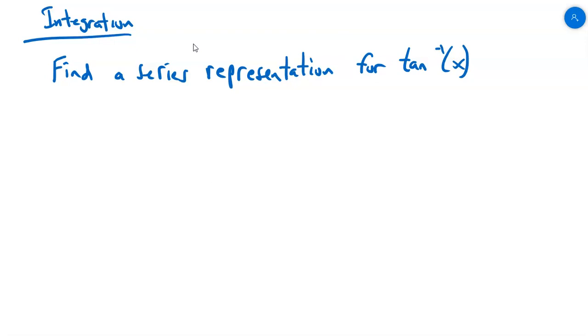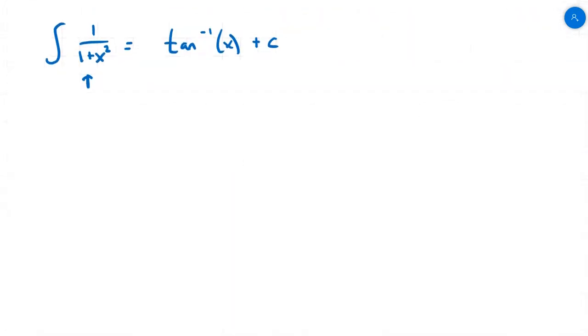But I also know something about integrating, and that is I know that if I integrate 1 over 1 plus x squared, I'll end up with the inverse tangent of x plus some constant. So if I can find a series representation for 1 over 1 plus x squared, then I just have to integrate both sides, and I'll end up with a formula for the inverse tangent of x. All right, so what if I tried that? What is 1 over 1 plus x squared?